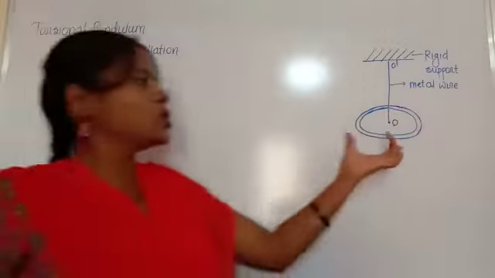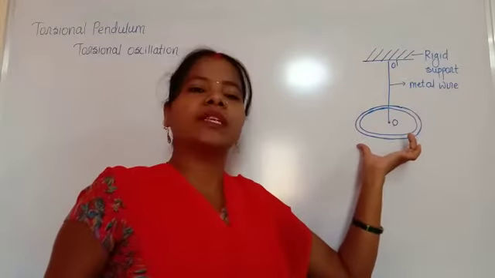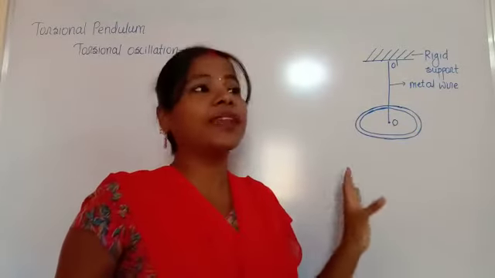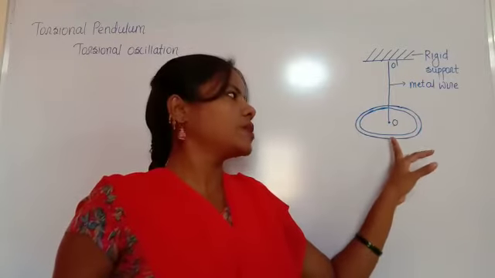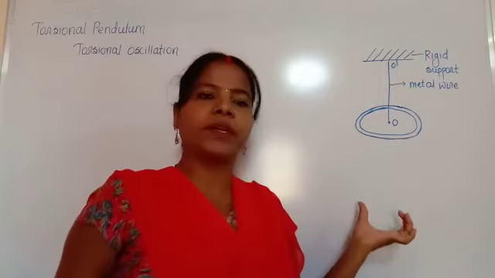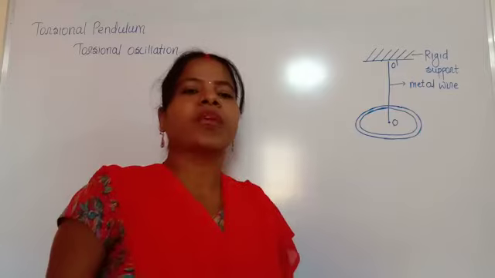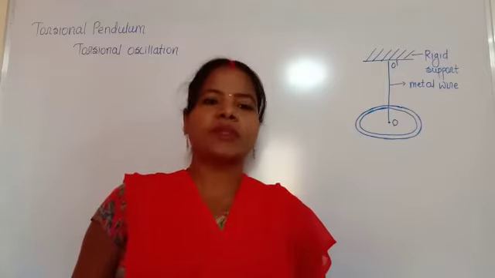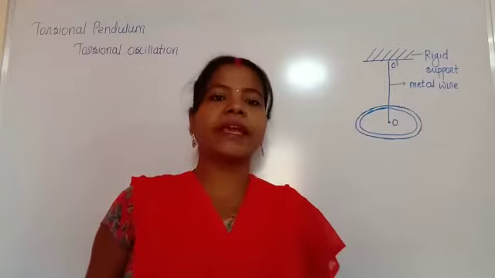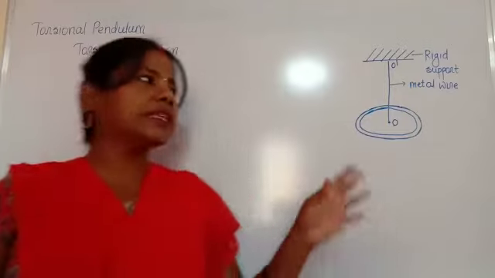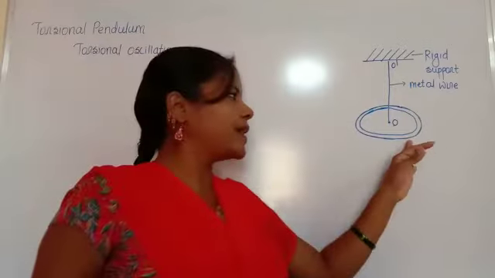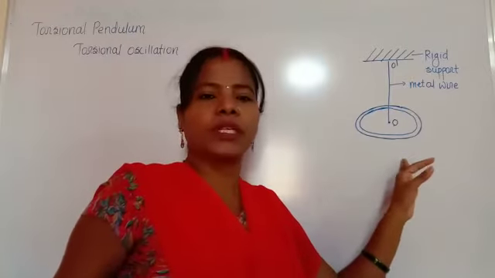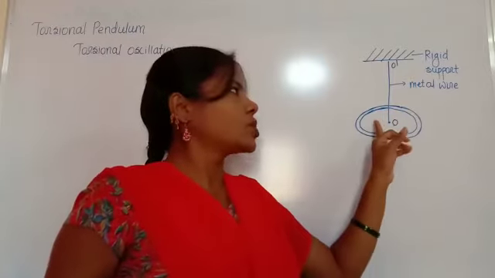By using this oscillation, we have to measure the time period for 10 oscillations, and we have to record this time period at least 3 times. So by using this diagram, we calculate the modulus of rigidity by using the torsional pendulum.